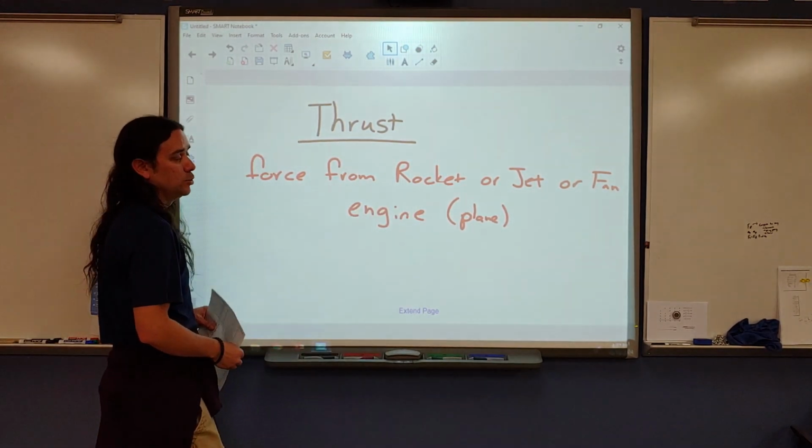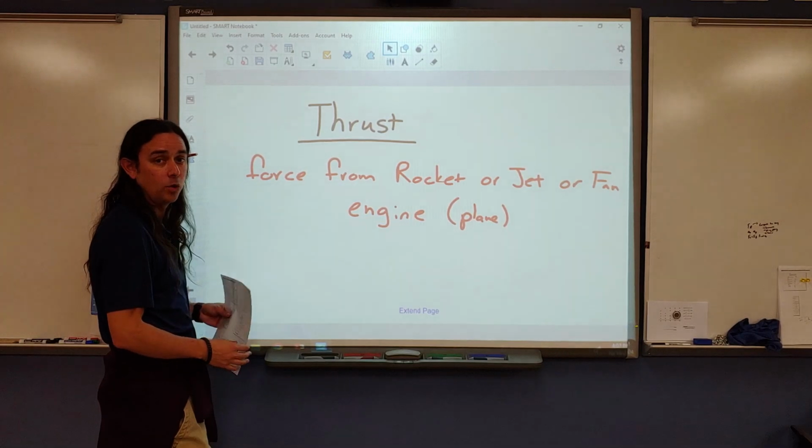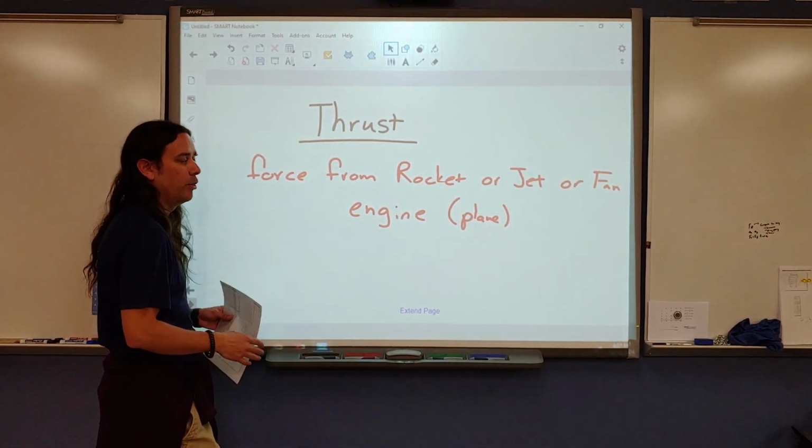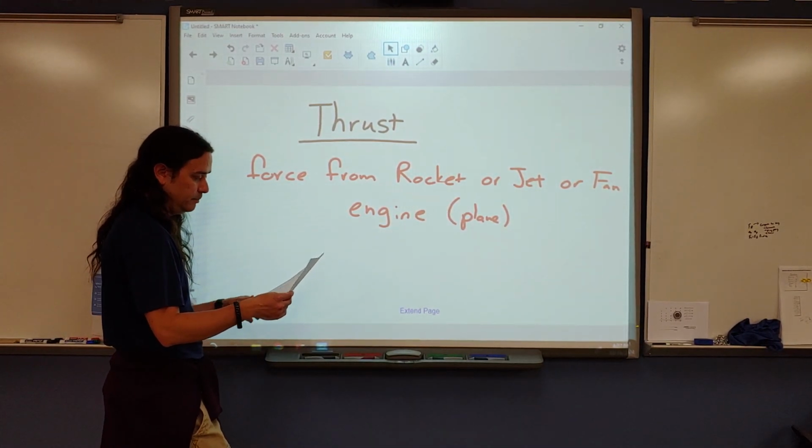Rockets, that's why we need to use those in space. They don't actually have to push on anything. We'll come back to how those work later when we study momentum.